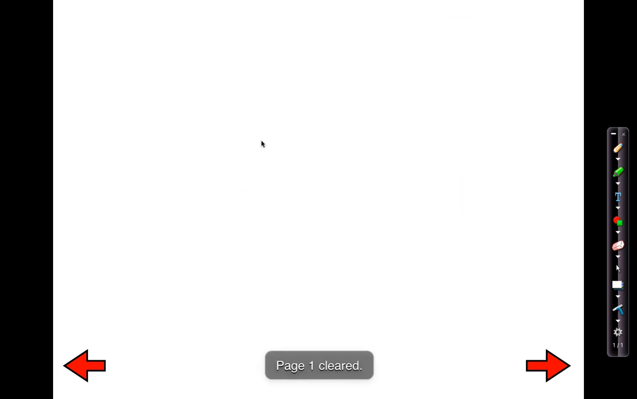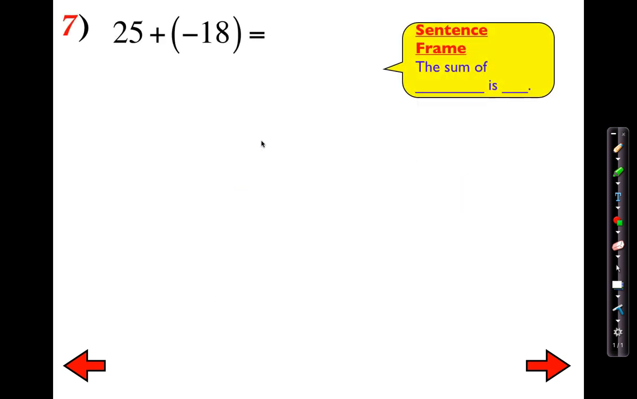Okay, moving on. Number 7. So here, same idea. You're going to use the same concept, but you're not going to have a template to follow. But first thing you should always ask yourself is are there more positives or are there more negatives? Hopefully your answer is positive. Okay? Then the next question is, how many positives are there? Well, I can see there's 25 positives. And what about negatives? Well, there are 18 negatives.